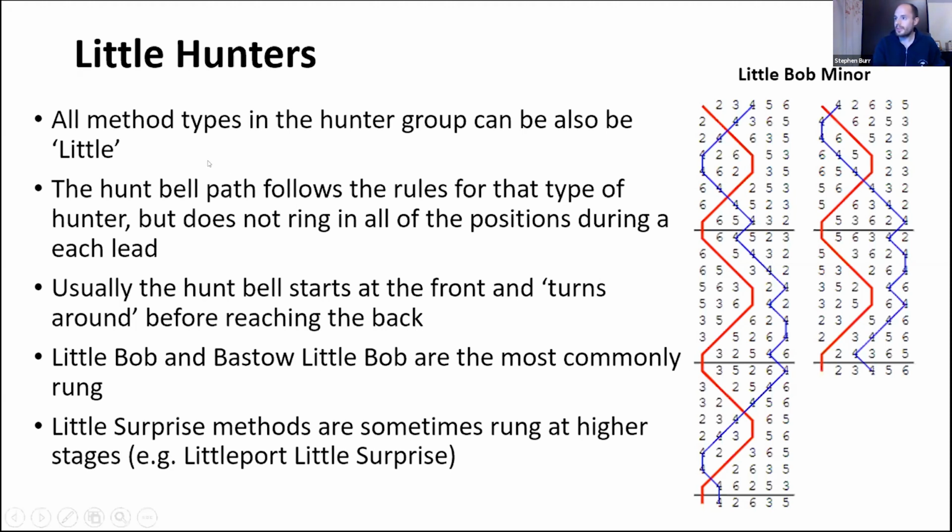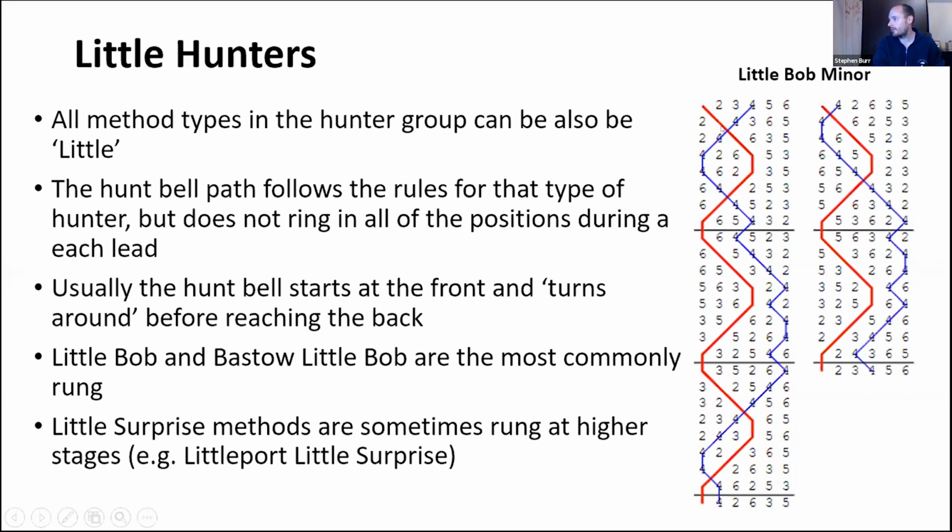Essentially, all method types in the hunter group can be little hunters, and in the little hunters, the hunt bell follows the rules for that specific type of hunter. So if it's a little surprise, then it has to follow the rules for the treble dodging methods, but it doesn't ring in all of the positions during each lead. So there are some positions in the change where the hunt bell never gets to. Usually this means that it starts at the front, starts from lead, and turns around before it gets all the way to the back.